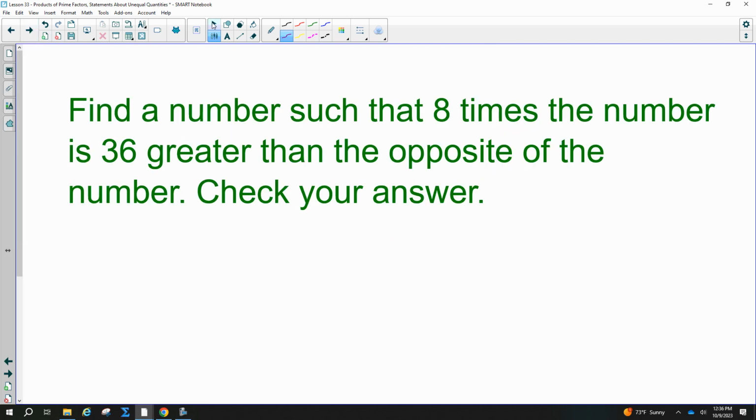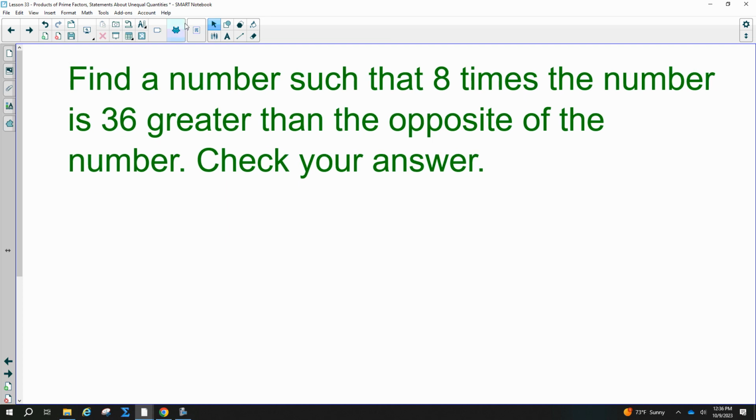Now we're back to these word problems. All right. So find a number such that 8 times the number is 36 greater than the opposite of the number. Don't check your answer. So what do you guys think we should write for 8 times the number? 8n. All right. And what should we write for is?